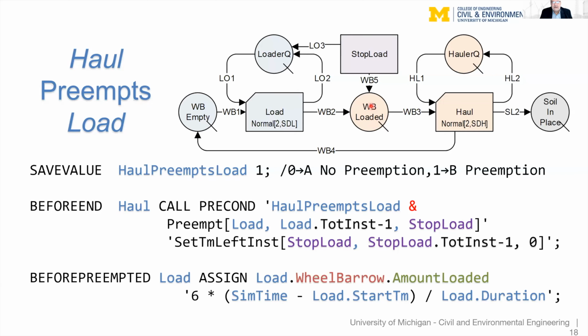Now, the tricky thing here is that this wheelbarrow is not fully loaded. So before preempted load, we need to assign the amount loaded of the wheelbarrow and load, this expression. And this expression is very much like an Excel expression where we take the simulation time, we subtract the start time of this load instance. That gives us the truncated duration divided by the total duration of load. That gives us a fraction less than 1. We multiply it by 6, and that gets assigned to the amount loaded for this particular wheelbarrow. And that's pretty much how we need to implement preemption.